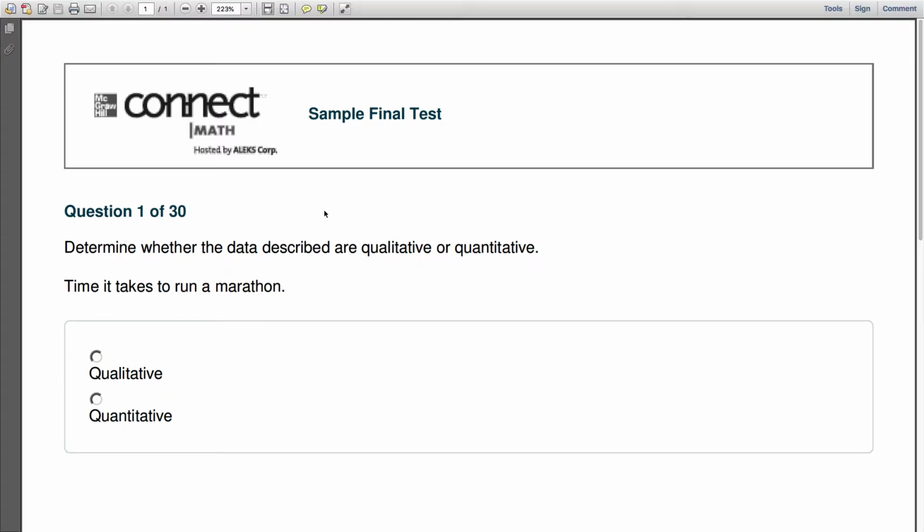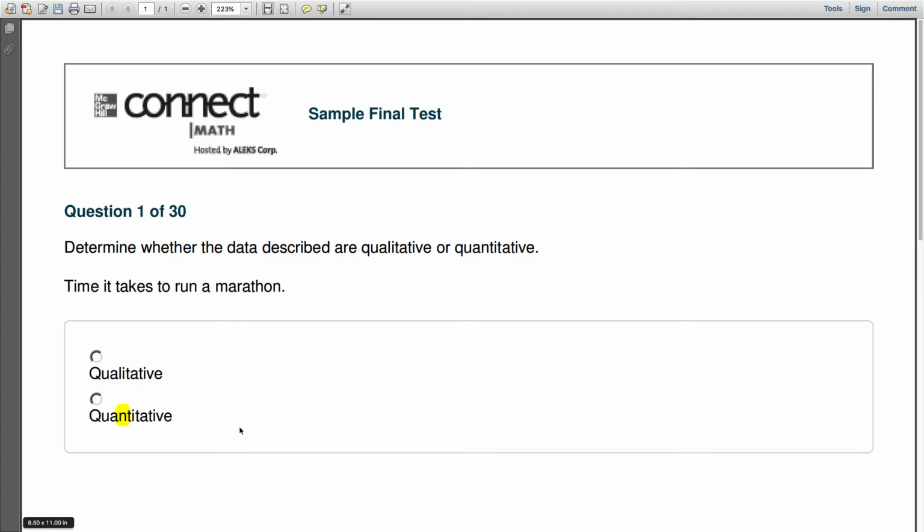So this video is going to cover the first three questions on the sample test because they're all pretty quick and they're all definitions. So first we have: determine whether the data described are qualitative or quantitative. Qualitative means your answer is going to be a word, and quantitative means your answer is going to be a number. You can remember that because the N in quantitative, think of that as standing for a number.